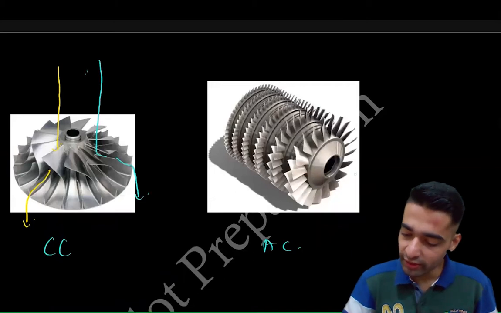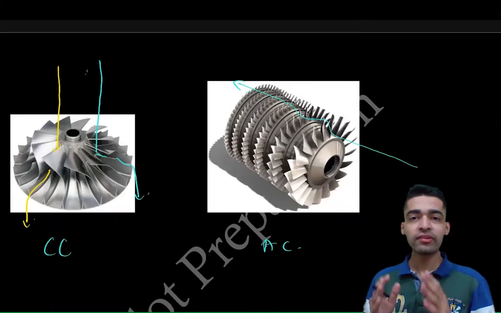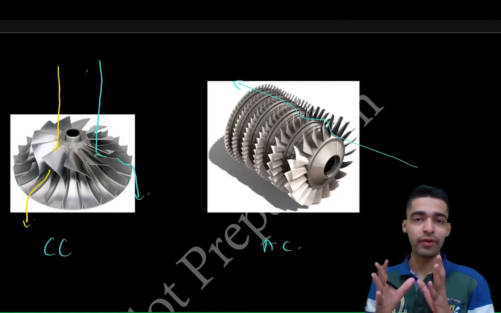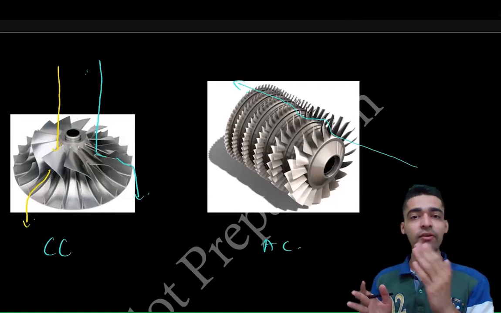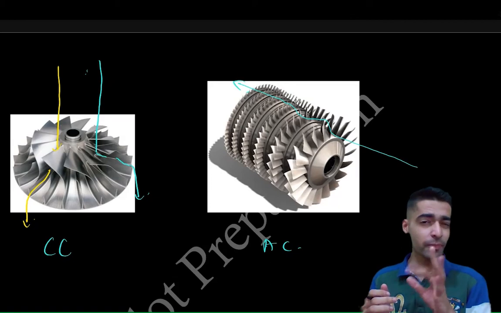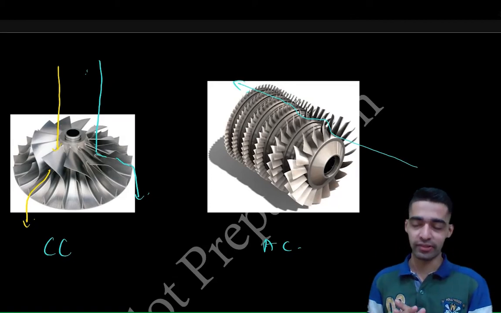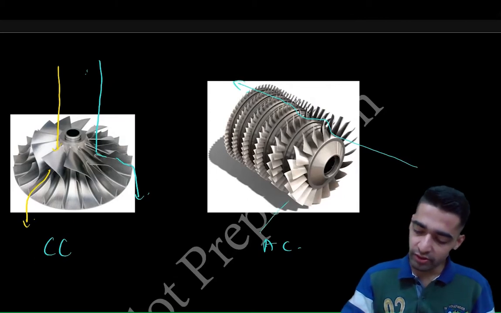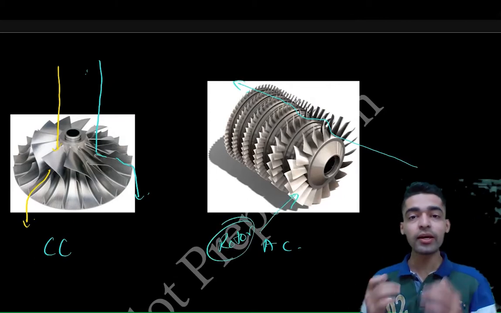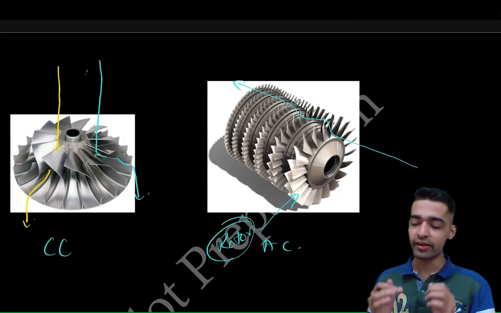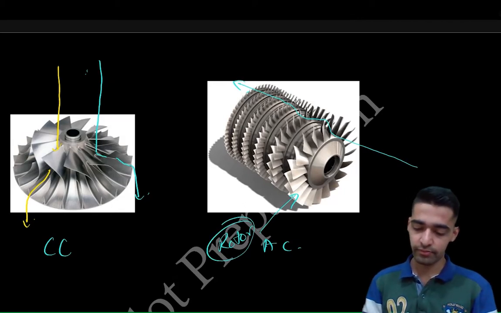Whereas in the case of the axial flow compressor, what happens? You can see the axial compressor does not have only one flower petal type compressor. It has many flower petal type compressors. These are also known as rotors of the compressor. In a compressor, this is the part which rotates, and that is the reason they are called rotors.